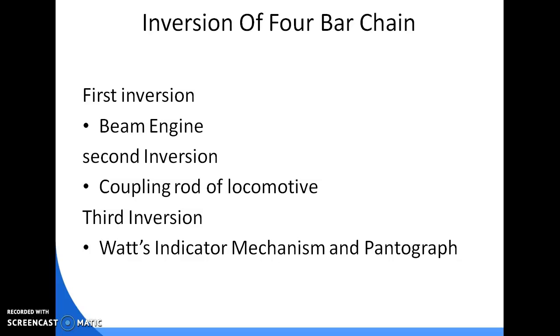In the first inversion, we will study the beam engine. Then in the second inversion, we will study the coupling rod of a locomotive. Then in the third inversion, we will study the Watt indicator mechanism and the pantograph. In the third inversion, we will study two things.